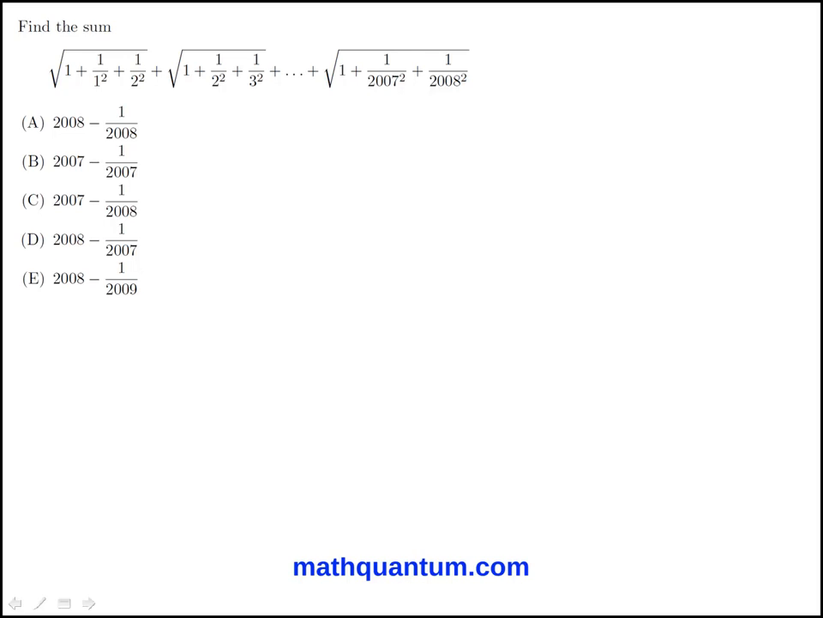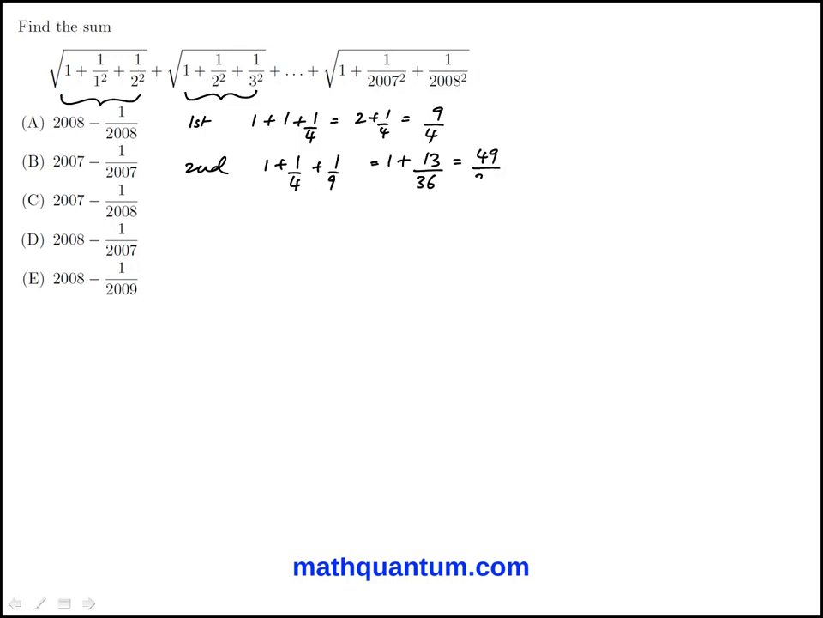So here we're asked to find the value of the sum, and what I'll do is start by first computing these terms. So the first term is 1 plus 1 plus a fourth, that's 2 plus a fourth, that's 9 fourths. The second term is 1 plus 1 fourth plus 1 ninth. This would be 1 plus 13 over 36, or 49 over 36.